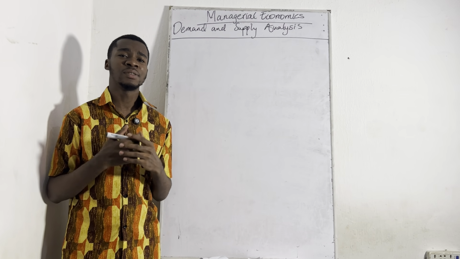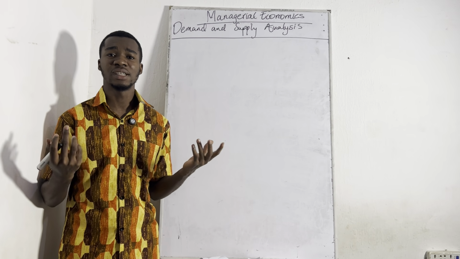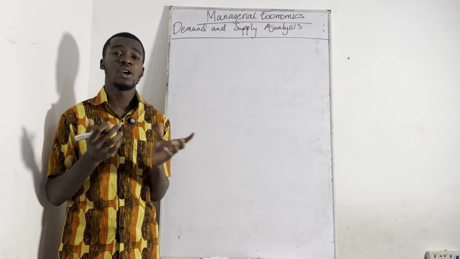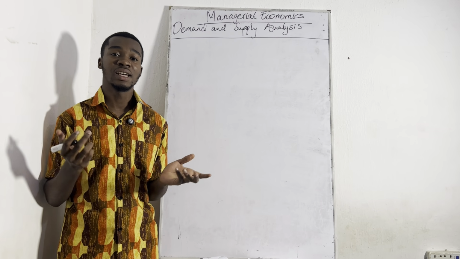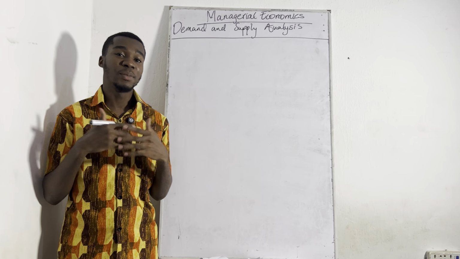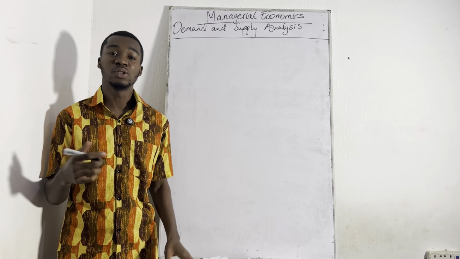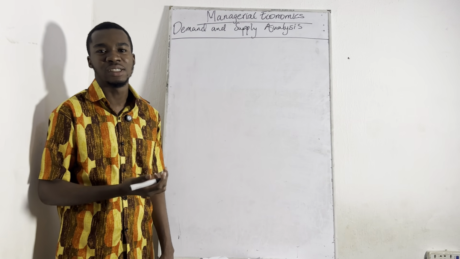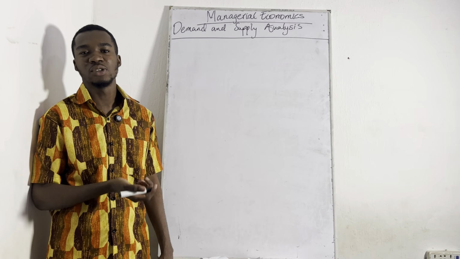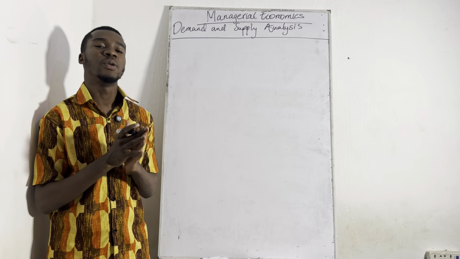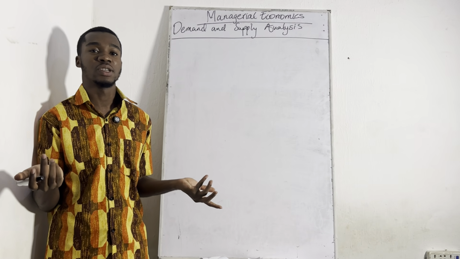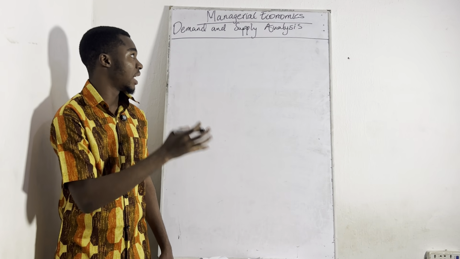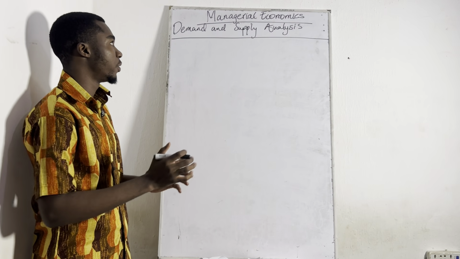And as managers, it is very important to understand how demand and supply works. Do you get it? Because for most organizations or most businesses, their main aim or their main objective is to maximize profit or to make profit. Do you get it? And you cannot make profit if you don't know if your demand is increasing or decreasing. Do you get it? You have to understand how the demand works before you are able to make more profit. You get it? So for demand and supply analysis, let's start with demand first before we even go to supply.